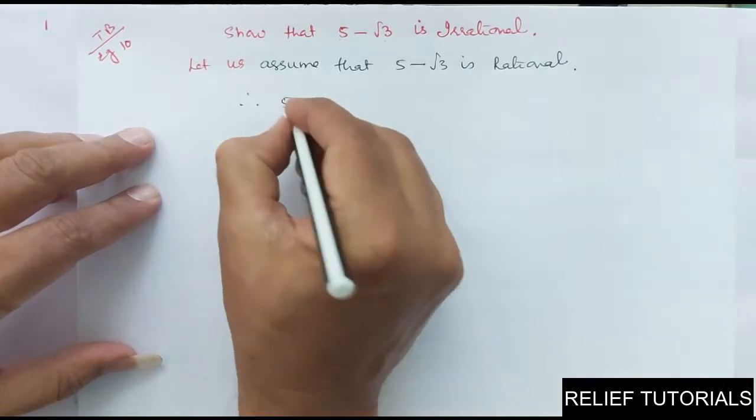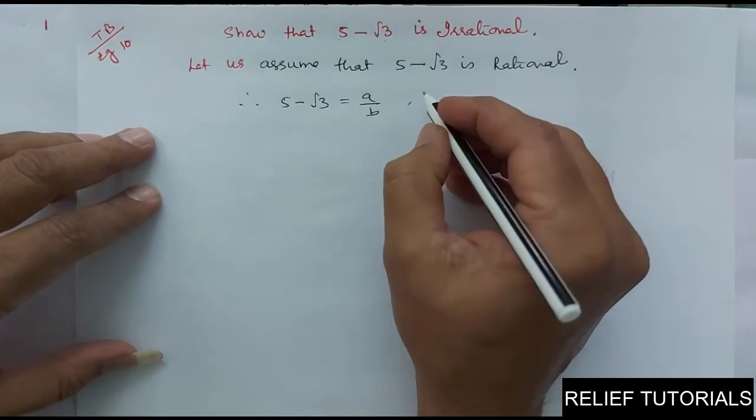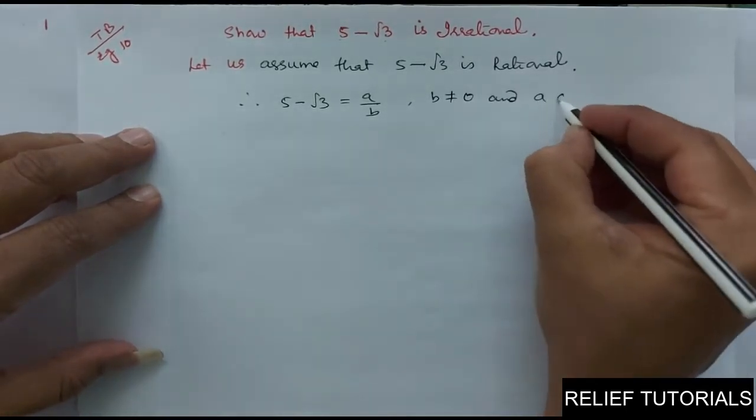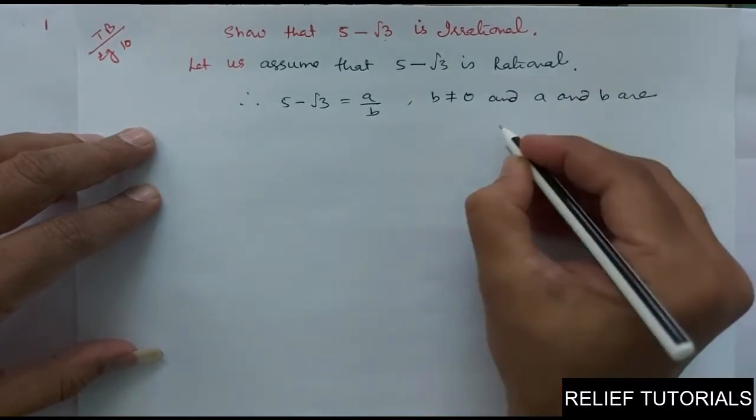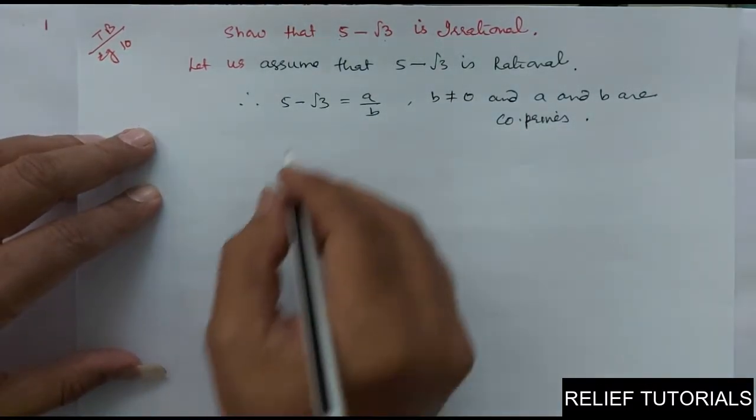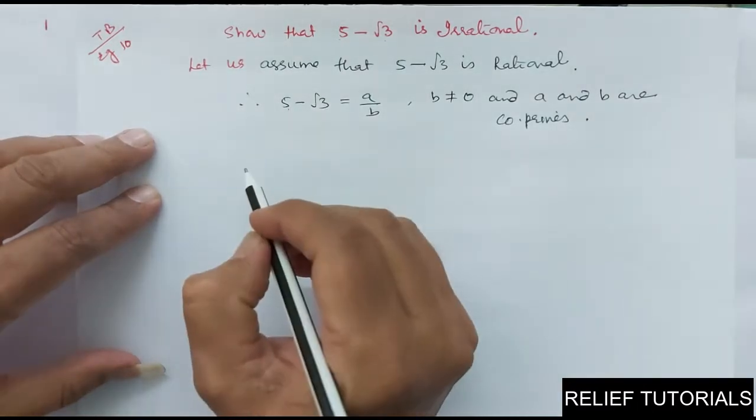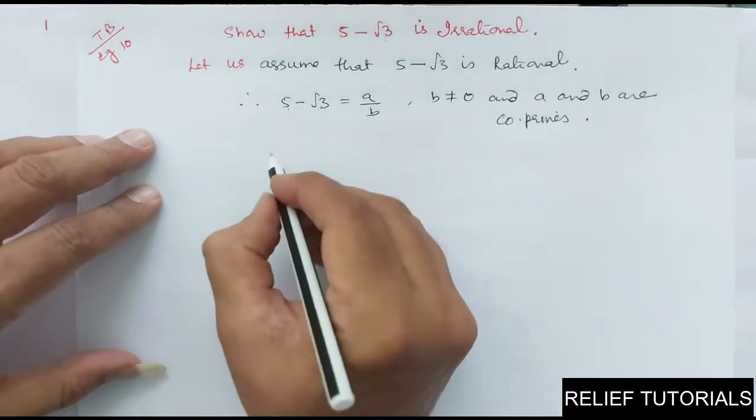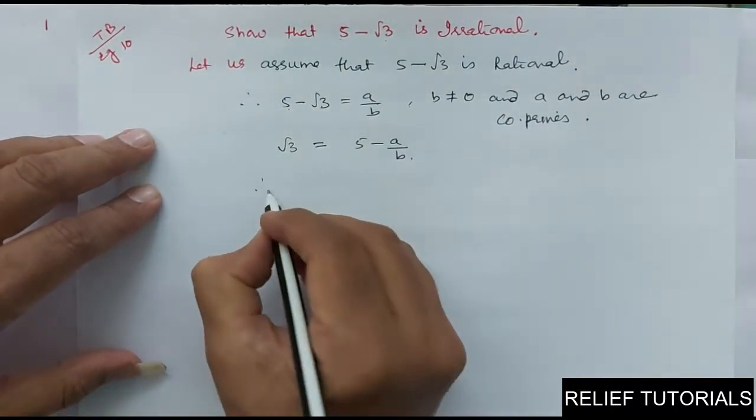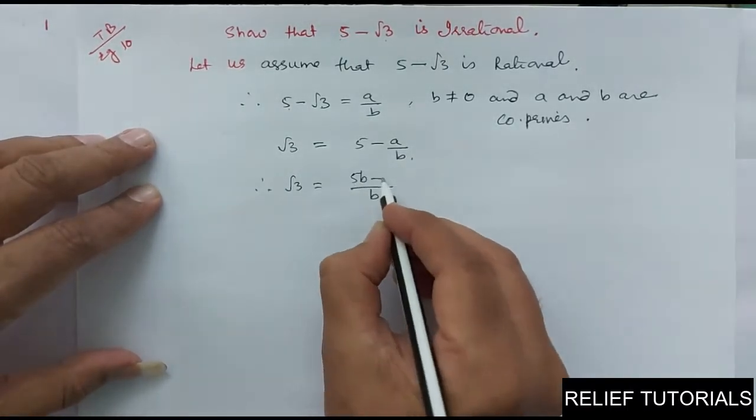So therefore 5 minus root 3 is equal to a upon b, where b is not equal to 0 and we can say a and b are co-primes. Clear? So now I can say root 3 will go here. See, from this you have to choose the irrational number always. So root 3 goes here. So I can say root 3 is equal to 5 minus a upon b. So therefore root 3 is equal to 5b minus a upon b.